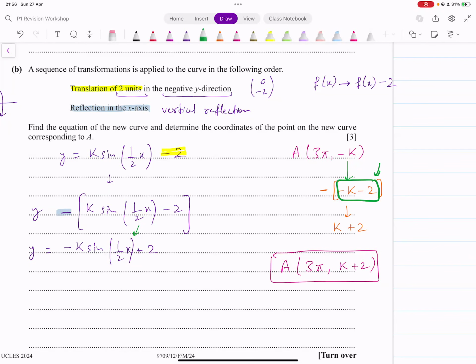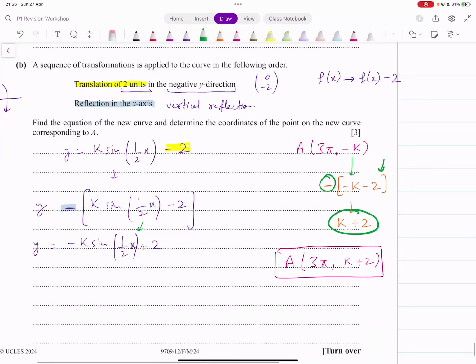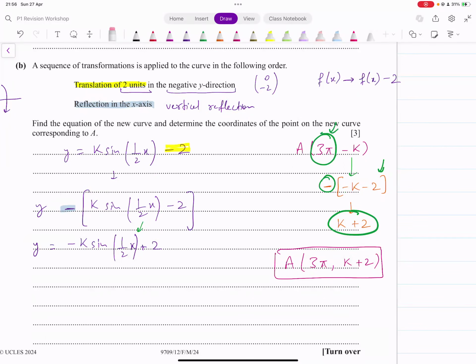And then you have a reflection in the x-axis. It's a vertical reflection. You multiply that y coordinate with minus 1. So you multiply with minus outside. That's the second thing that you do. So it becomes minus into minus k minus 2. And that simplifies to k plus 2. There's no horizontal transformation, so the x coordinate remains the same. That's 3 pi. And the result that you get is 3 pi and k plus 2. That's the final answer that you've got.